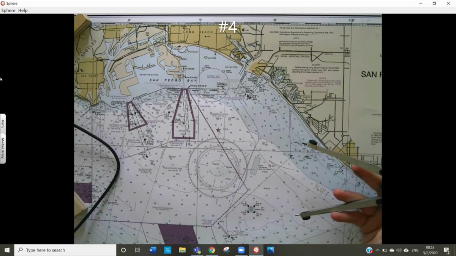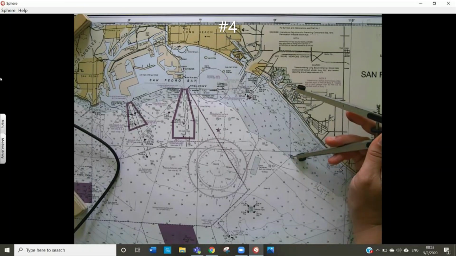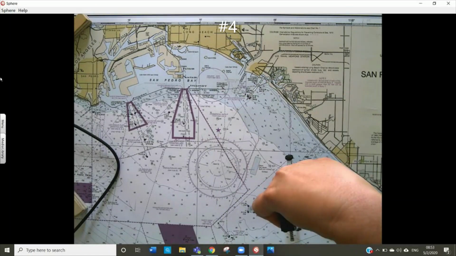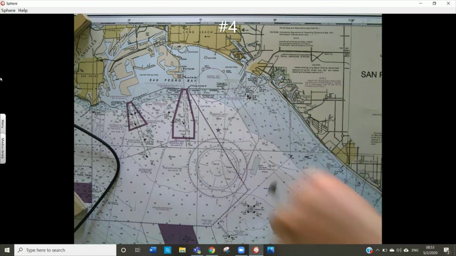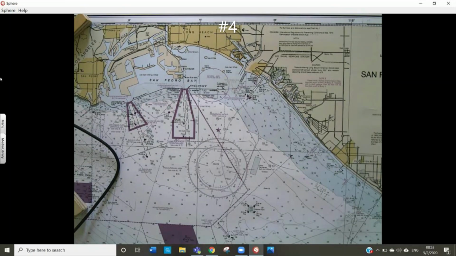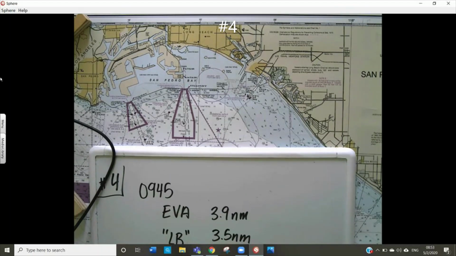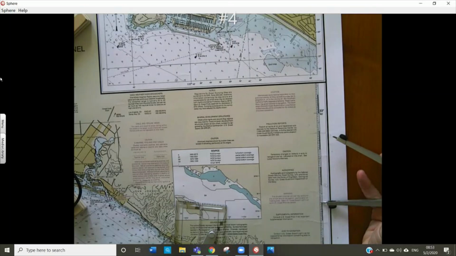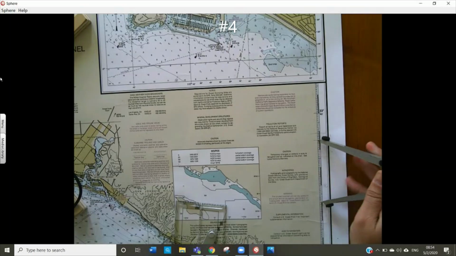Okay, so I still have the 3.9 nautical miles, and I'm going to put the pointy end on my point of interest, which is the oil platform EVA, and then I am going to scribe my line of position. So this is telling me that I am anywhere along this line. Infinite possibilities. But I have one more piece of information that says the Long Beach buoy is 3.5 nautical miles. So I'm going to find 3.5 on my dividers, right there using my dividers.